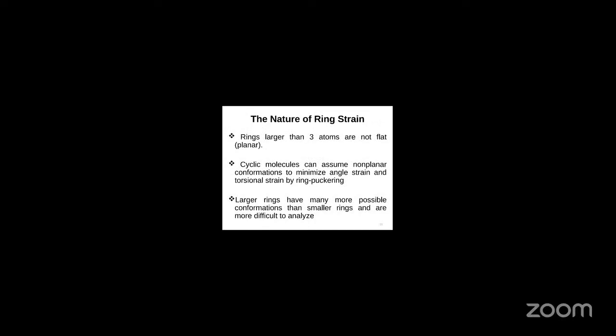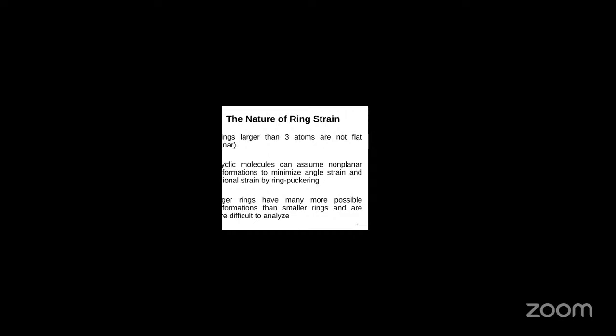Like I said, rings larger than 3 atoms are not flat. That is what Baeyer is talking about. He's also saying cyclic molecules can assume non-planar conformations to minimize angle strain and torsional strain by puckering, by the ring shrinking and adjusting so as to minimize. And Baeyer is telling us that larger rings have more possible conformations than smaller rings, and they are more difficult to analyze. So these are some of the things Baeyer says in his hypothesis of the nature of angle strain. So we are going to consider types of strain.